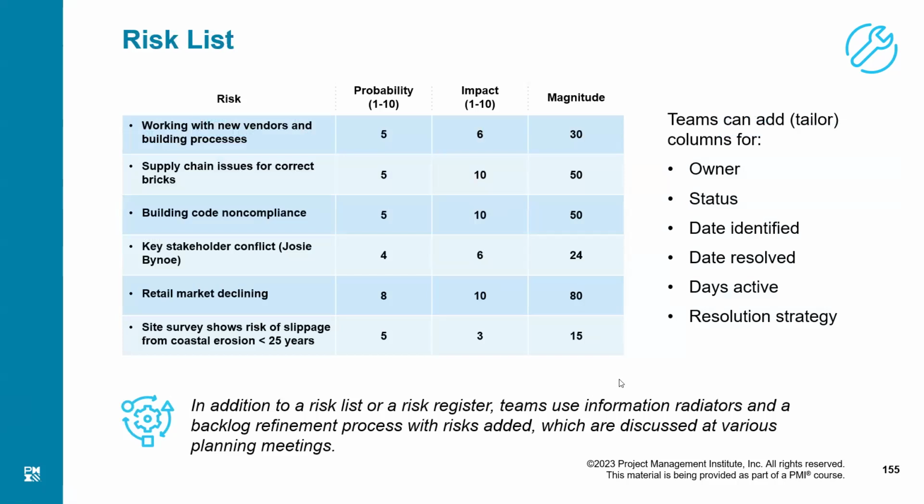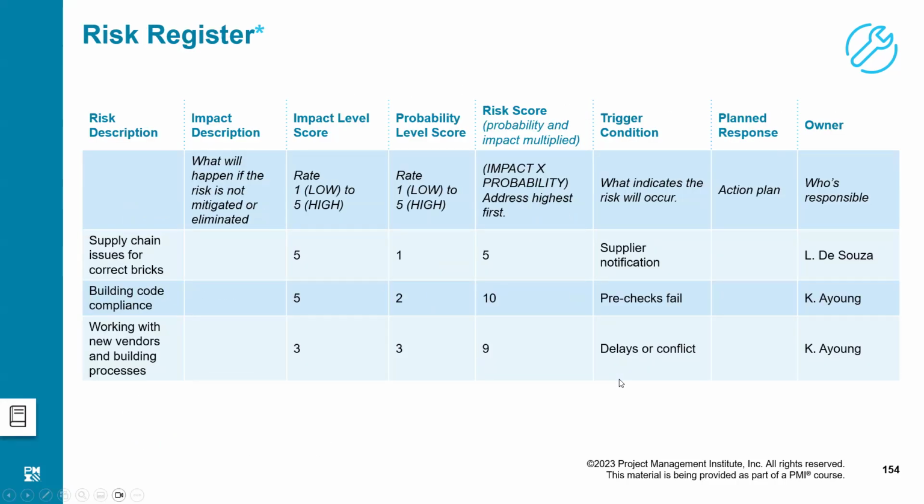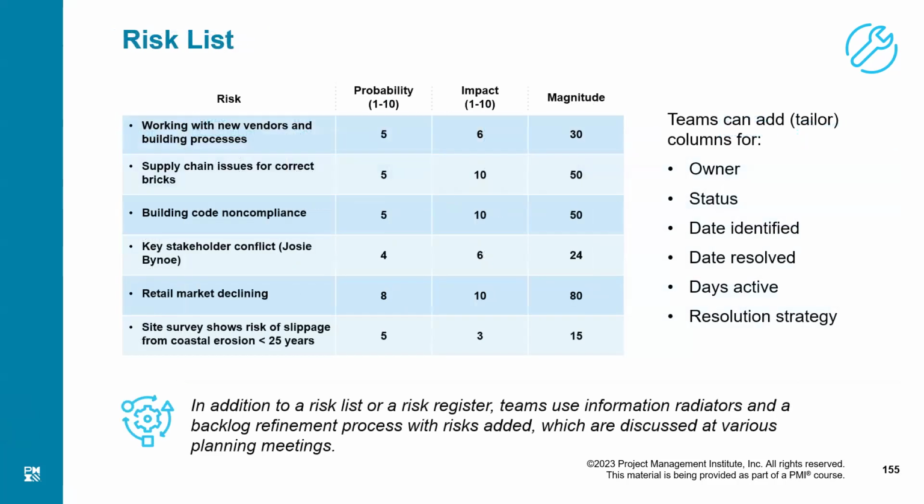In an agile project, we may not have such an elaborate risk register, but in agile, we call it a risk list, not a risk register. And it has got a much simpler format. Although you are allowed, if you like, that these things are important: maybe the name of the owner, maybe the status of the risk, maybe the date of identification, date of resolution, active dates, resolution strategy. All of this could be input to you.